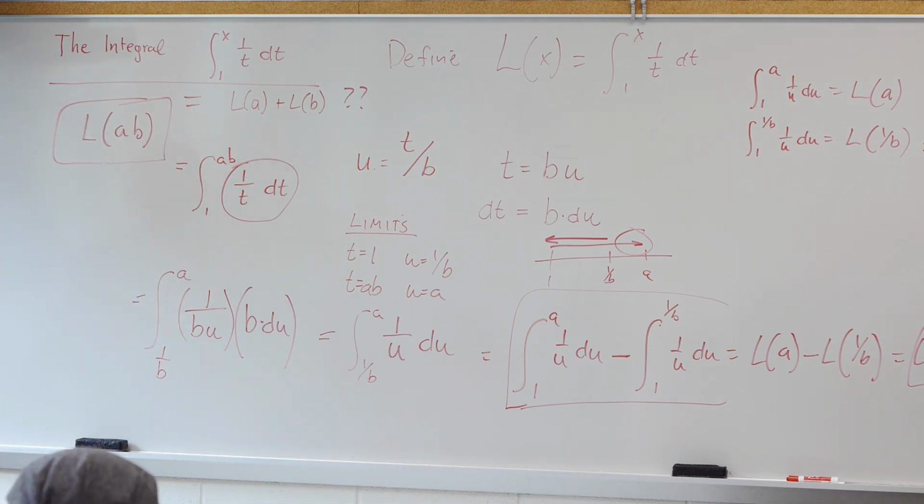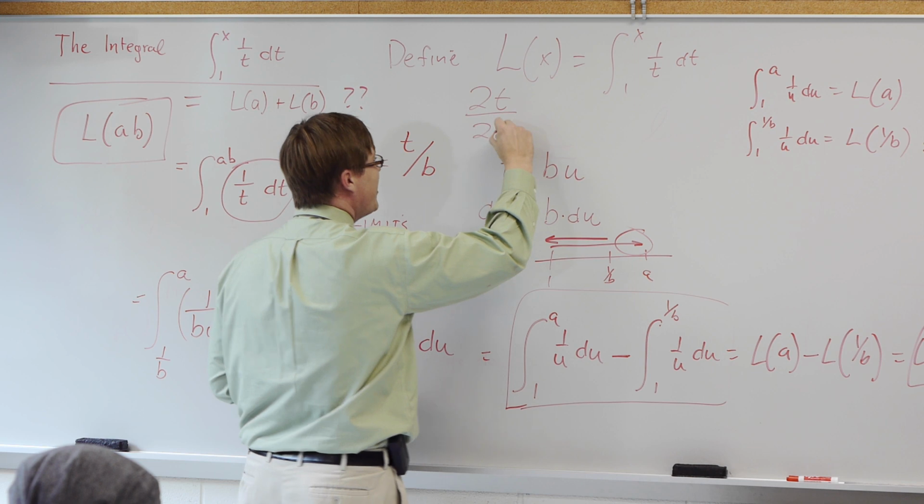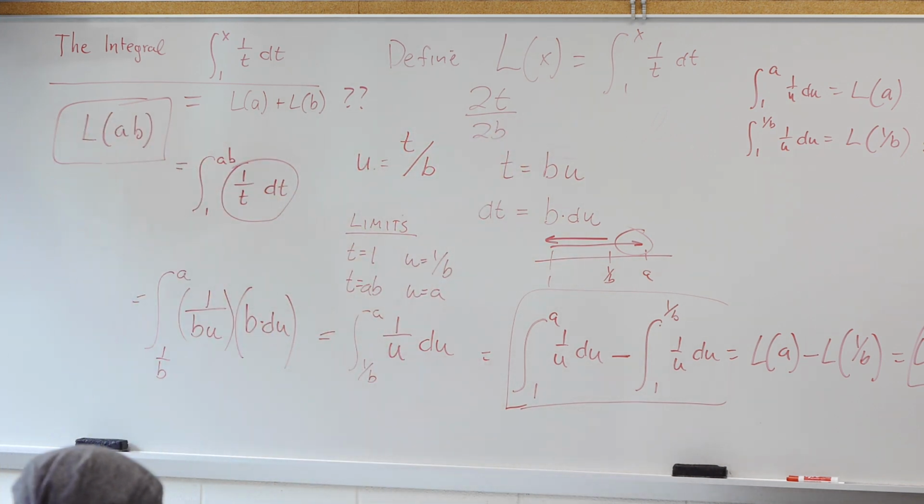Yes? Would any other substitution work? No, well, you tell me. If you can figure one out, I'll give you 25 bonus points. Absolutely. 1,000. And no, you're not allowed to say 2t over 2b or stuff like that.